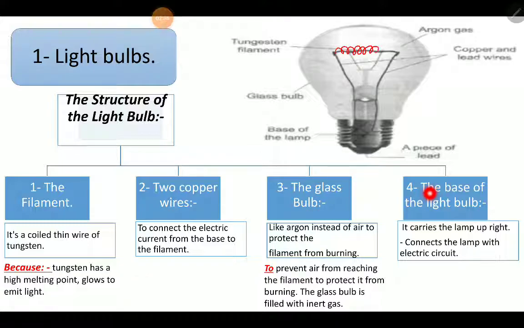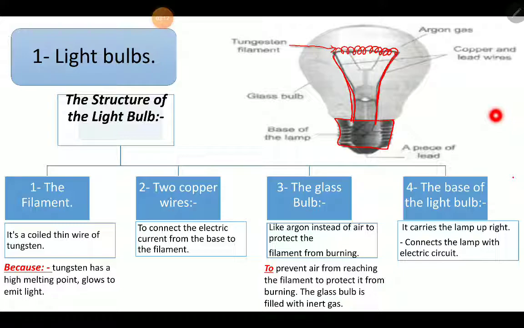As you see, it is a coiled, thin wire made of tungsten. So we call it tungsten filament. It's connected with copper and lead wires that are connected to the base of the lamp. As you see, it's connected to copper and lead wires that are connected to the base of the light bulb.